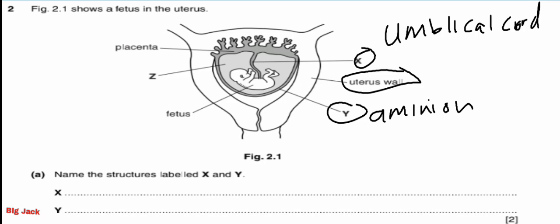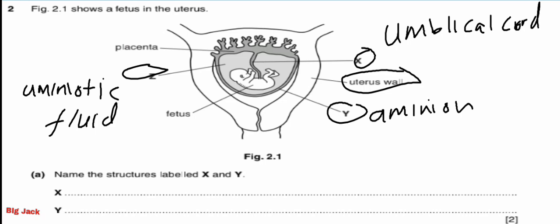So the function of the amnion, this one is more like a bag. The amnion is just more like a bag where the fetus is found. Okay, so we have also the last one, which is Z. This Z here is called the amniotic fluid. The function of the amniotic fluid, this one regulates what?